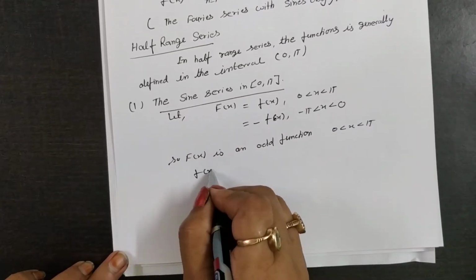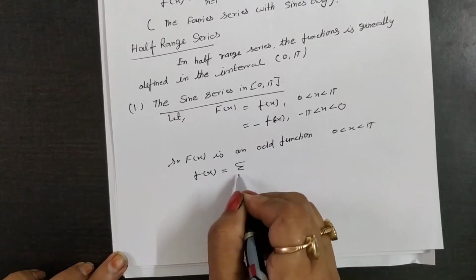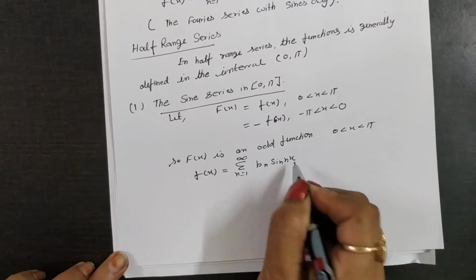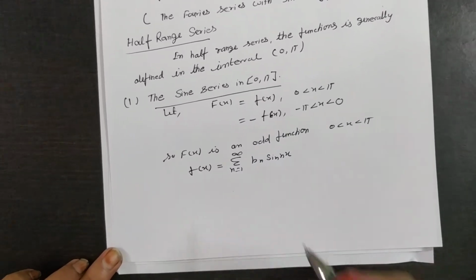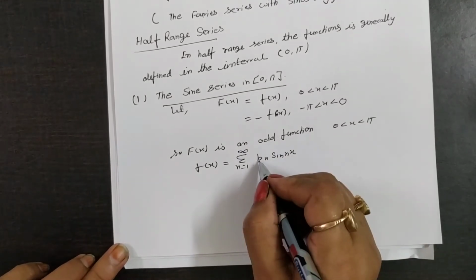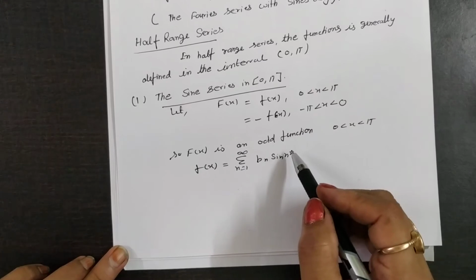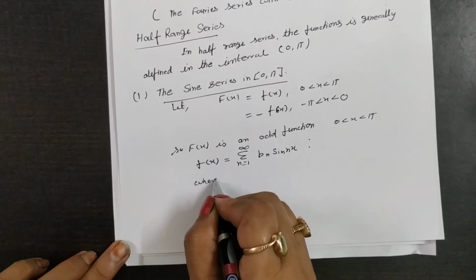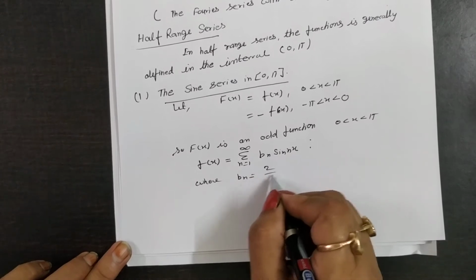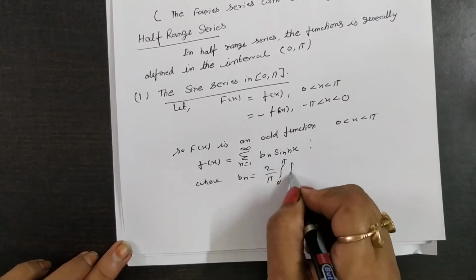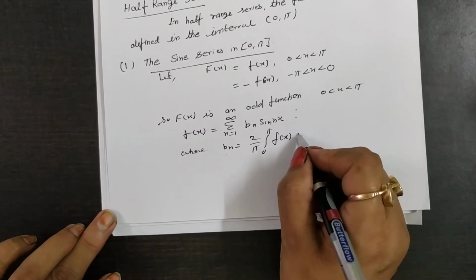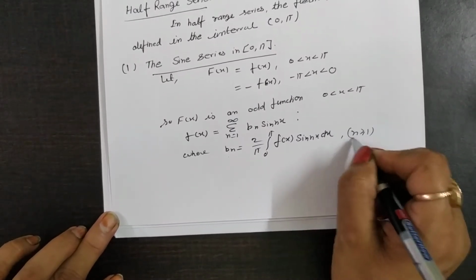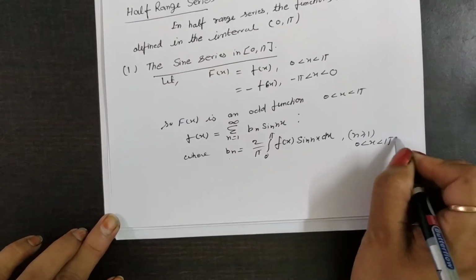So the Fourier series of f of x can be defined as sigma n is 1 to infinity bn sine nx, because you get only the odd functions. Earlier we have defined the series of the odd function, and we get only this series, where bn is also defined earlier: 2 by pi, integral 0 to pi f of x sine nx dx, for n is greater than or equal to 1, for 0 is less than x is less than pi.